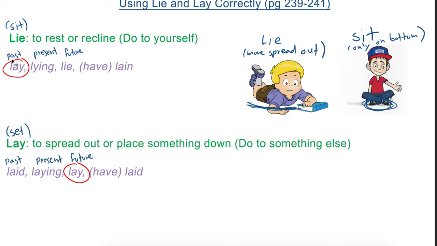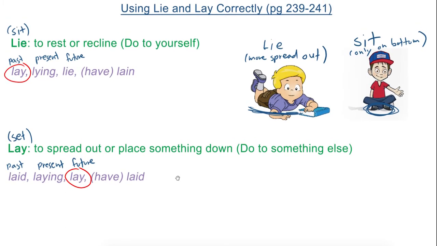So this type of lay is past tense for lie, but this type of lay is the future tense for the word lay. So this is, I think, the most confusing part. A lot of people use these two words incorrectly. Even I use it incorrectly all the time, so it's not a huge deal if you use it incorrectly. But it's really important that you know the correct way to use these words.